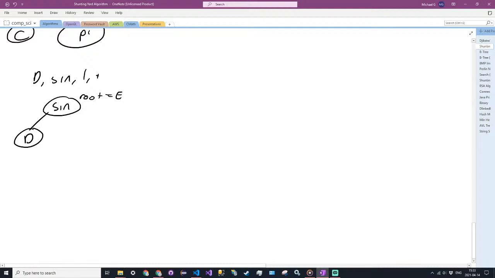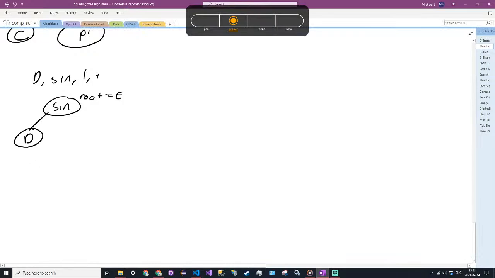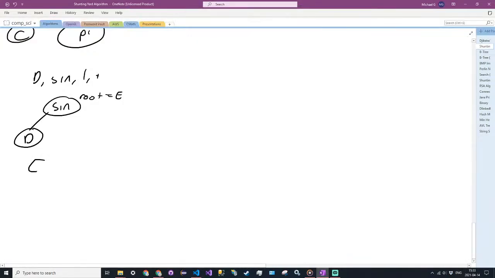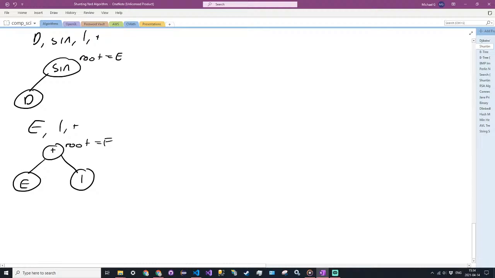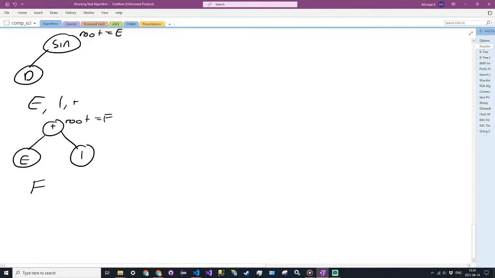and then we have E, 1, plus, so they're linked together by addition, E and 1, and this new root is F. Now that we only have one element here, we can just return F. Now let's backtrack.